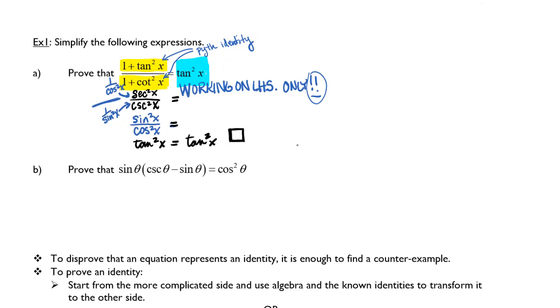Notice that I did nothing to the right-hand side. Absolutely nothing to the right side of this identity. I just cannot emphasize that enough. You are not solving these. You are showing that one side can be modified to look like the other.